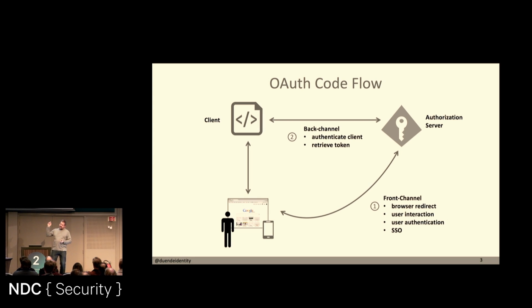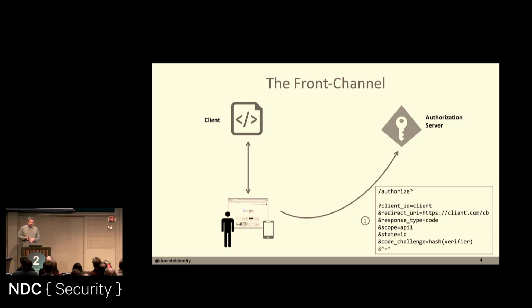Very interesting detail here: you see the client only gets authenticated on the second step. On the first step, the client is completely anonymous, right? Which is a very important thing to keep in mind, what PAR is actually trying to improve here. Yeah? So the front channel.